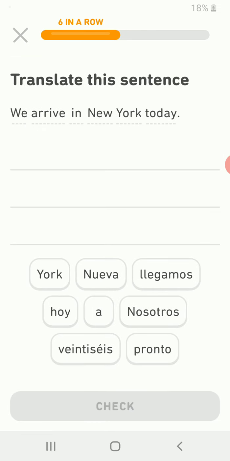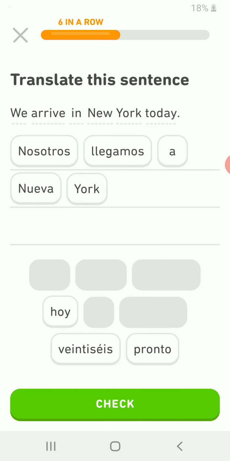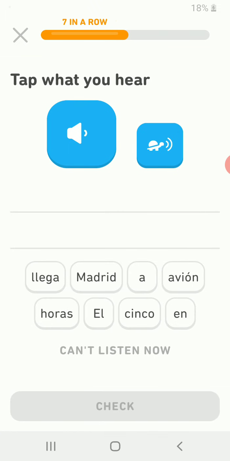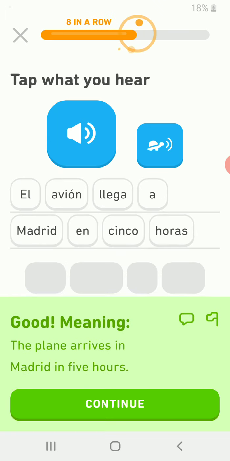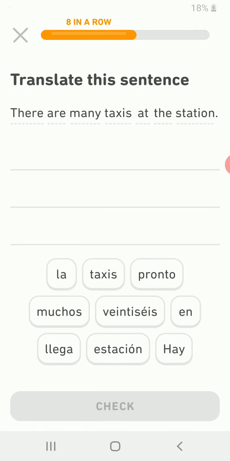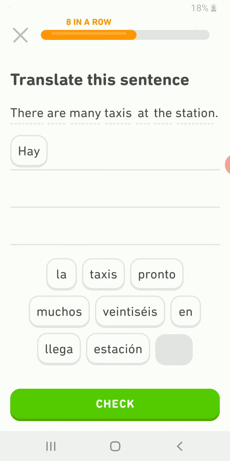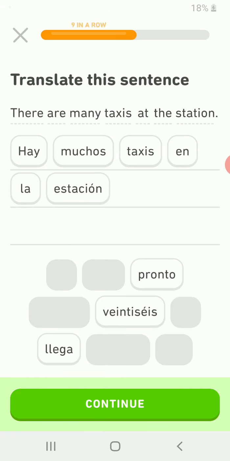Good. We arrived in New York today. So we arrive, nosotros llegamos a Nueva York hoy. El avión llega a Madrid en 5 horas. So the plane arrives in Madrid in 5 hours. There are many taxis at the station. Hay muchos taxis en la estación.